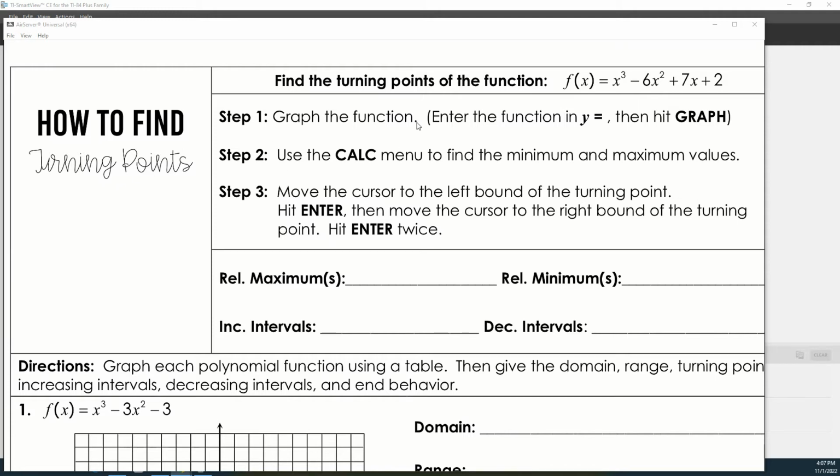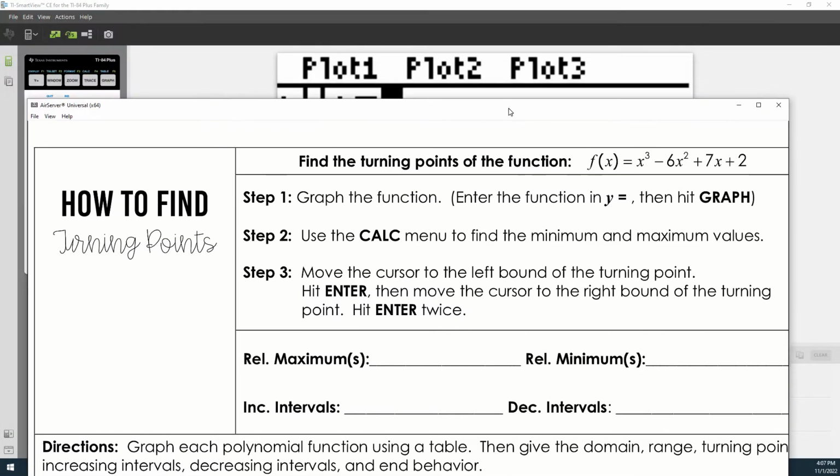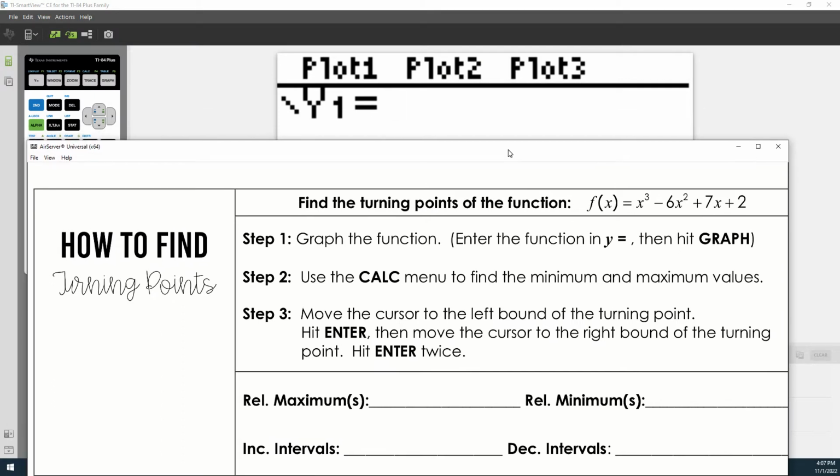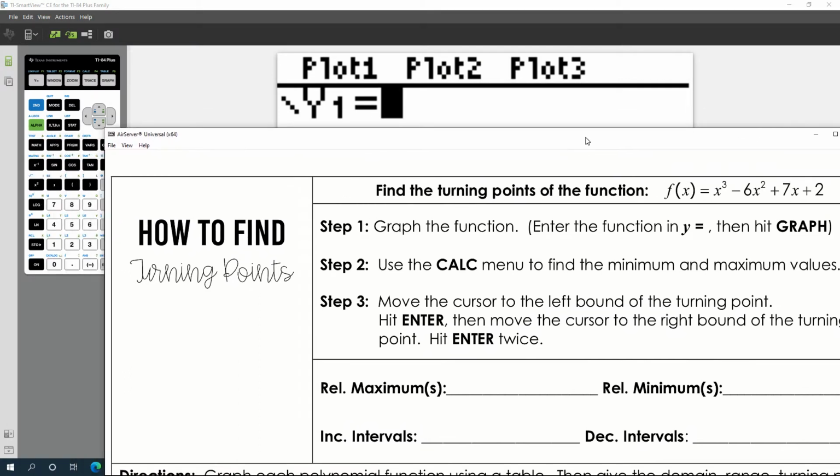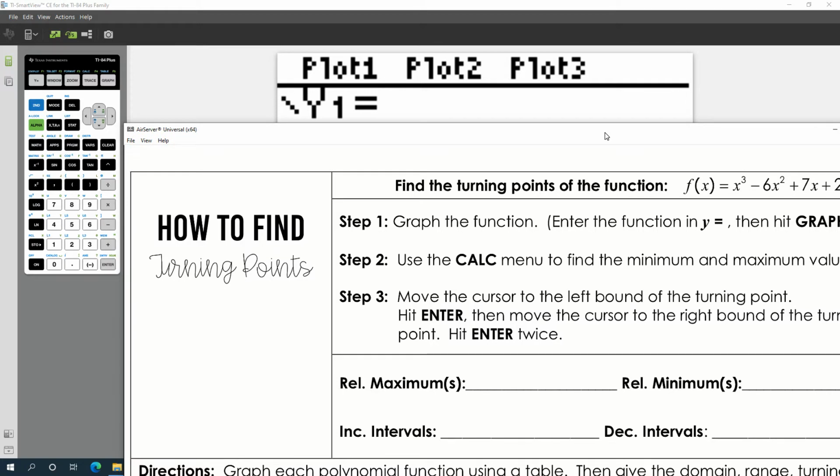So the first step is to graph the function. Enter that function into y equals and hit graph. So this is the function we're going to use, this one at the top. So I'm going to scroll down a little bit and over so I can see.